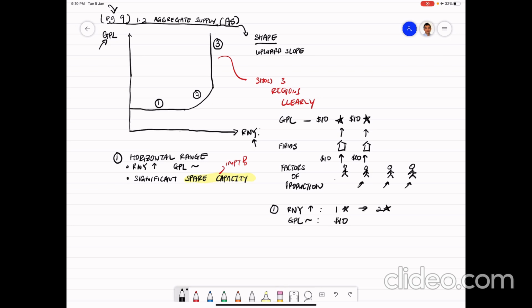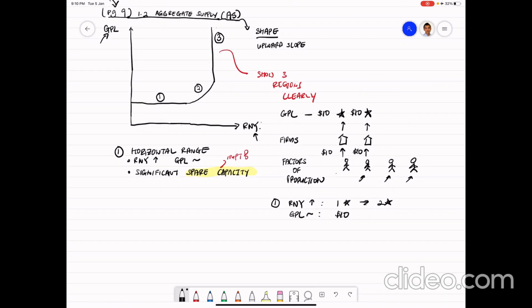It's still $10. The reason why it is still $10, if you recall, is because there were many workers available, so the firm had no reason to pay the worker above $10, and hence they can also sell the star at the same price, which is $10. So in the horizontal range, there is a lot of spare capacity, and you can increase real national income with no increase in the general price level. Okay, so let's go to the next region. The next region is region 2. Let's use blue color. Region 2 is also known as the intermediate range.